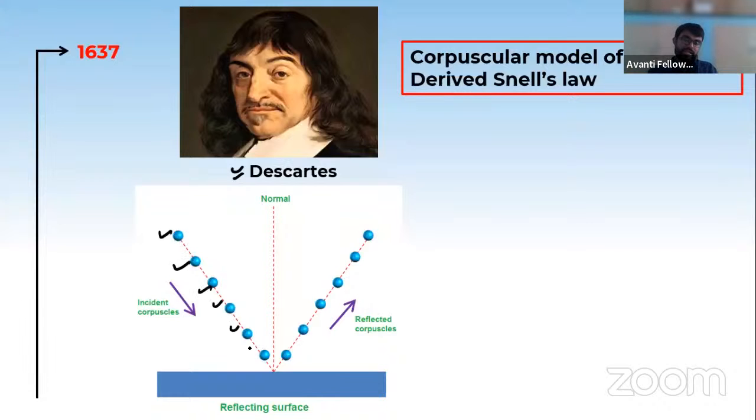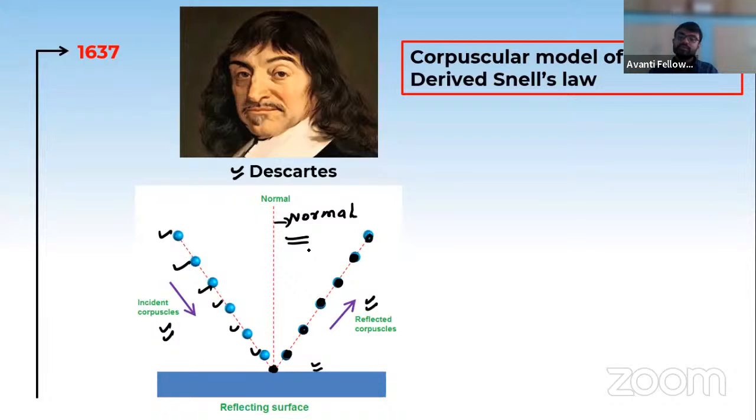And then he treated it like this: these incident corpuscles are falling on a reflecting surface, and this is the point of incidence, and they are getting reflected in such a manner that these corpuscles are getting reflected away. These are the incident corpuscles, these are the reflected corpuscles, and at this point this is known as the normal to the reflecting surface.